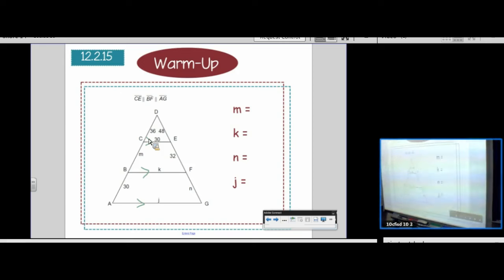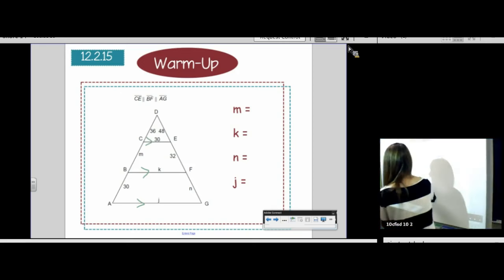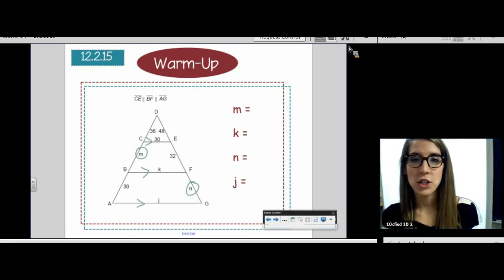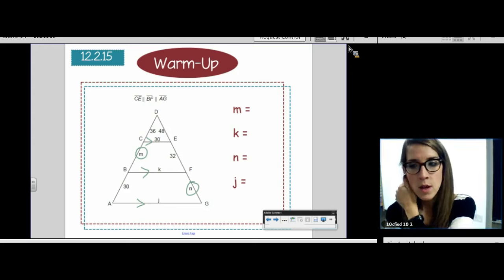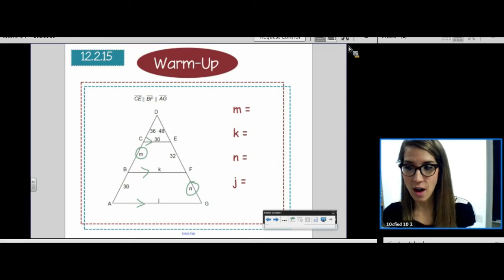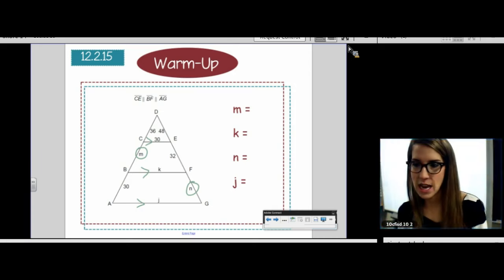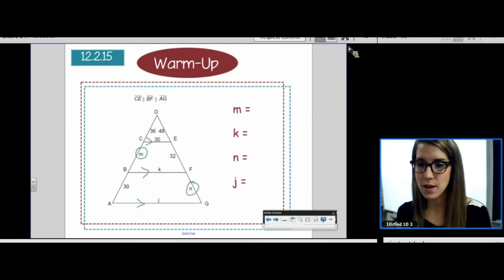Now, just a hint, when you're solving for N and M, you may use the triangle proportionality theorem, what we learned on Monday. It's kind of, I called it a shortcut. To solve for K and J, you may not use the triangle proportionality theorem. So just be careful. I would find M and N first, and then we can worry about J and K, which are tougher to find after that. So go ahead and find N and M, and I'll go over them.